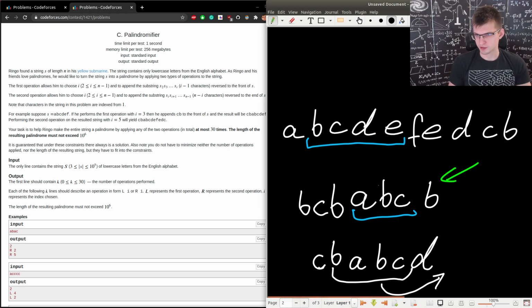Let's think about directions here. B is pointed to the right. This one is reversed. This one is reversed, so this one is like this. And this is why if B was more than one character, this wouldn't be a palindrome. Or would it?